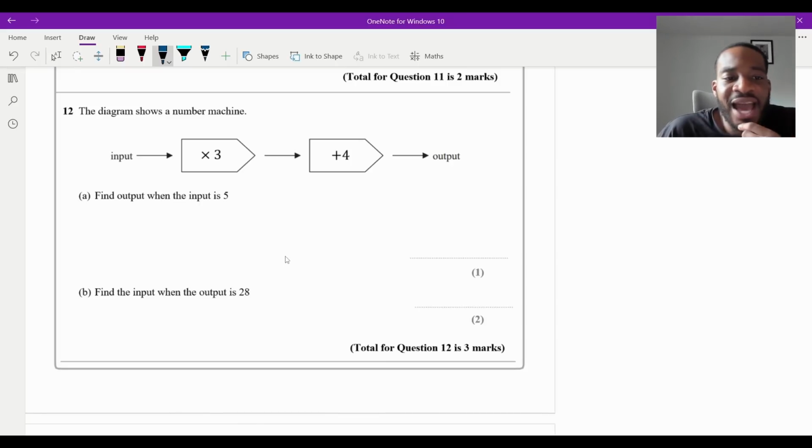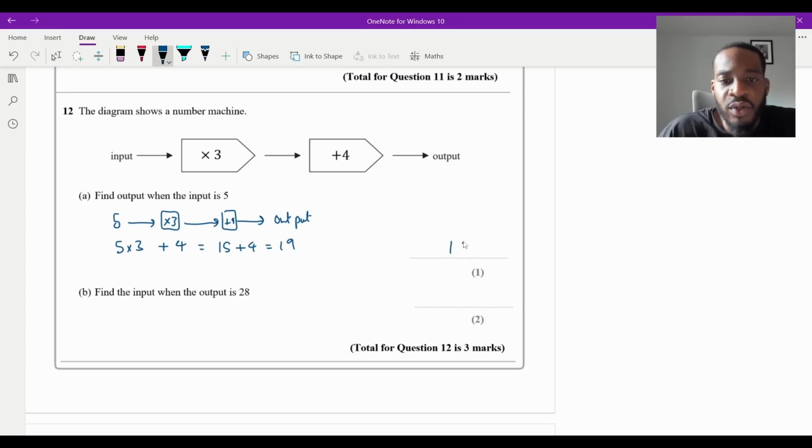Part A says we need to find the output when the input is 5. So what that means is that I'm going to do 5, and then I'm going to times by 3, get something, and then when I get that thing, I'm going to add 4, right? And that will give me the output. So what would that be? Well, all that means is we're going to do 5 times 3 first, and then we're going to add 4 into it. So that's going to be 5 times 3 is 15, and then we add 4, that's 19. So that 19 would go there.